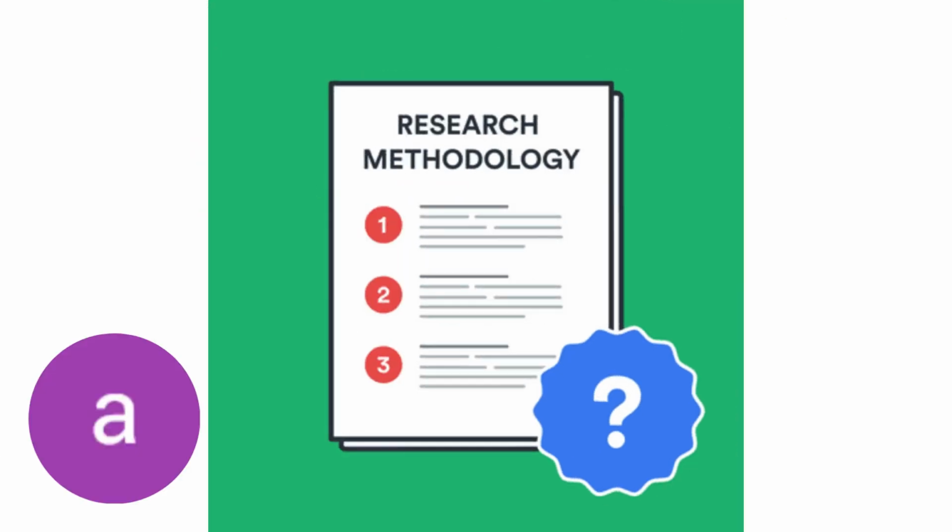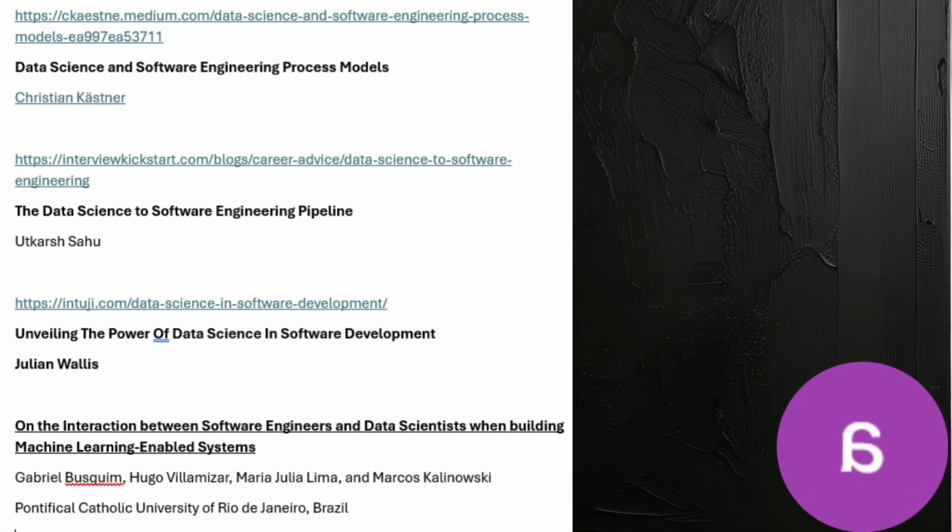The research methodology used was a quantitative methodology, as we had used a study within the literature review and quite a bit of statistical data used within the findings part of this project. The article from Christian Kastner named Data Science and Software Engineering Process Models, as well as the article from Utkarsh Sahu named The Data Science and Software Engineering Pipeline, goes into good detail and good explanation of what each role of a data scientist and a software engineer does, as well as how they can be overlapped.